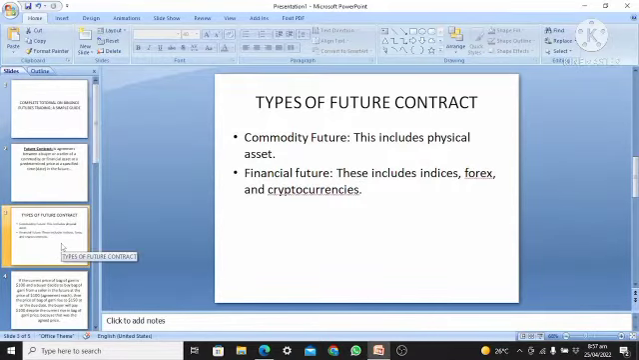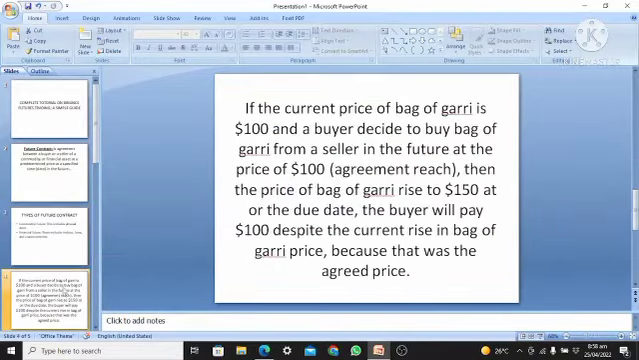The next thing to know is, what is cryptocurrency, and how does this thing go about? Let me explain something to you. If the current price of a bag of garri is $100, for example, and a buyer decides to buy a bag of garri from a seller in the future at a price of $100, agreement reached.